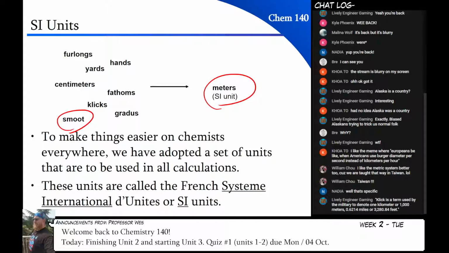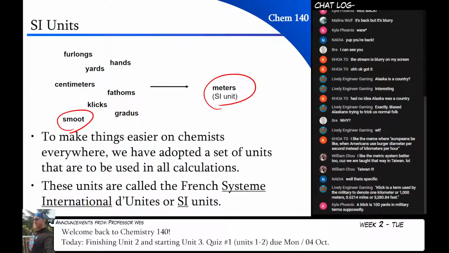So a click is just a kilometer. Okay. Oh, it's 100 yards. I don't know what it is. Anyway, the point is it's ambiguous as indicated right here, right here, and also right here. We don't know which one is true. Anyway, we're going to use meters.